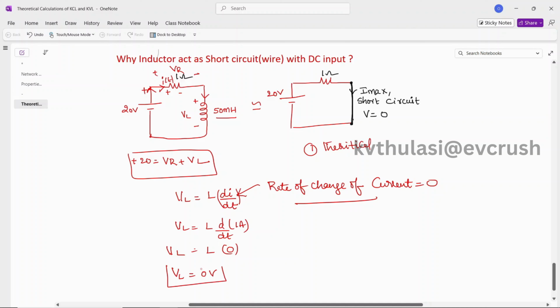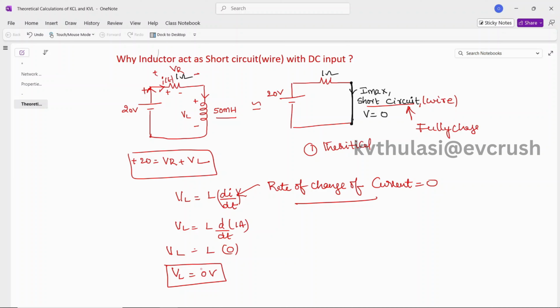VL equal to 0 volts indicates that the inductor will act like a short circuit, and it acts like a wire. The inductor will act like a wire and allows itself to get fully charged. Whenever it is fully charged, it allows the maximum current to flow, and it acts like a short circuit. So that's why an inductor acts like a short circuit wire when a DC input is given.